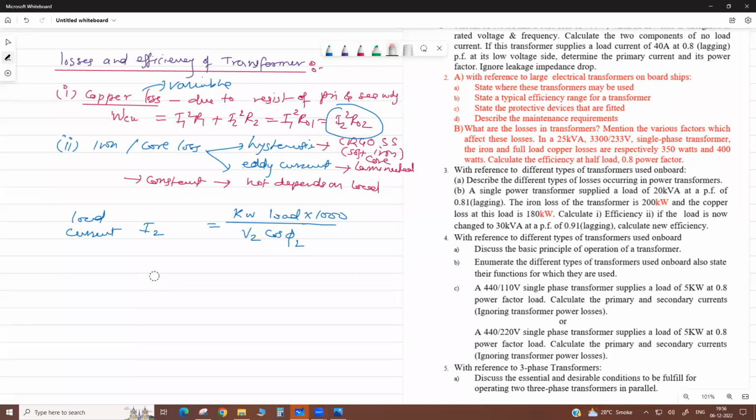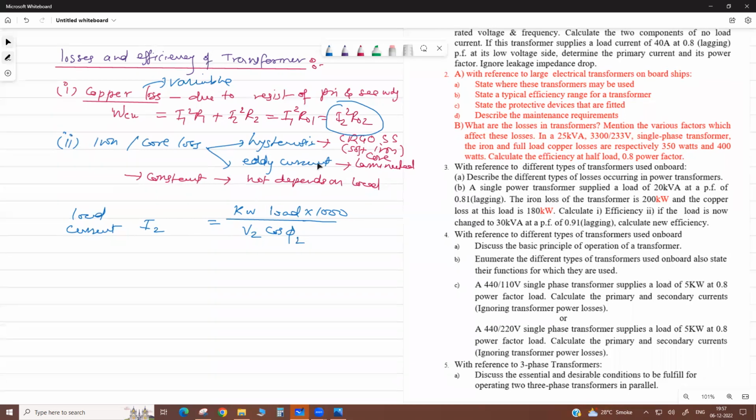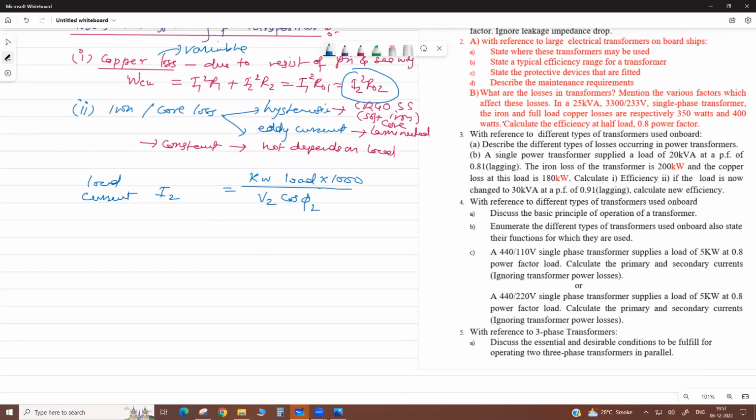Okay, dear. So this is called variable because your load varies, meaning your copper loss varies. That's why they are called variable loss. So this question was associated with the same type. Here it is given: what are the losses, mention the various factors that affect the loss. So you have to discuss the losses. Now here, second B, there is a 25 kVA.